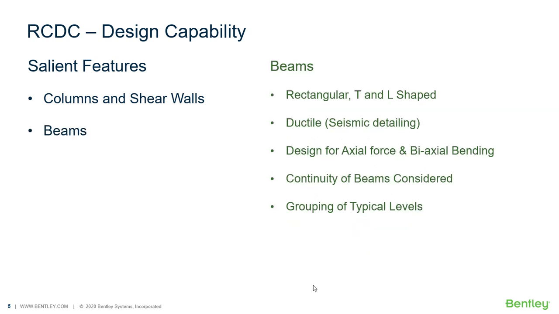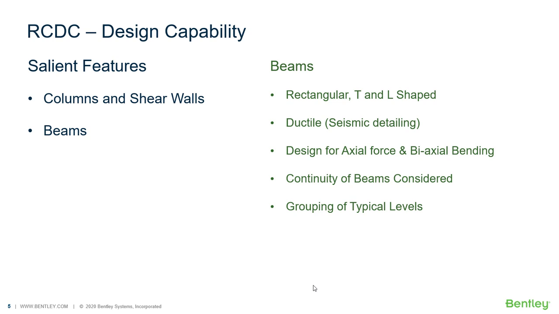For beams, it can handle normal rectangular beams as well as T or L-shaped beams with slab contribution. It can handle ductile detailing. It can also handle design with axial force and biaxial bending if need be. In some cases, when there are high axial stresses possible in a beam, it is better to go for this. As in columns, RCDC can handle continuity of beams in plan. In a sense, if there are multiple beams forming a group of columns in a frame, then it can handle that design together. It auto identifies the groups based on the continuity.